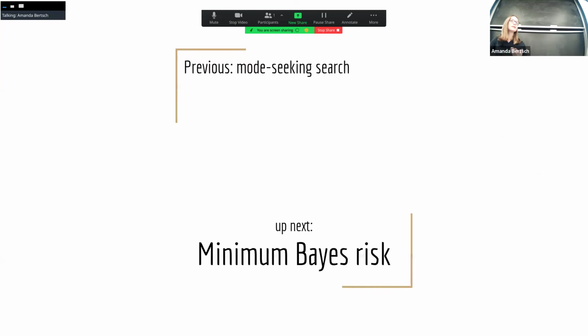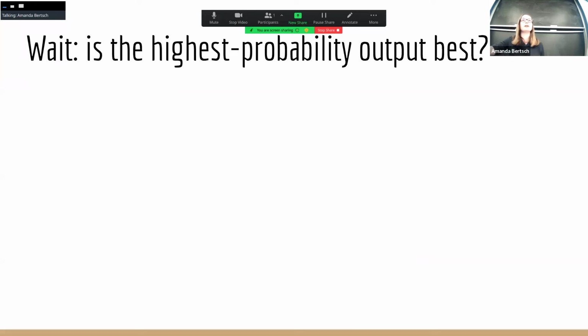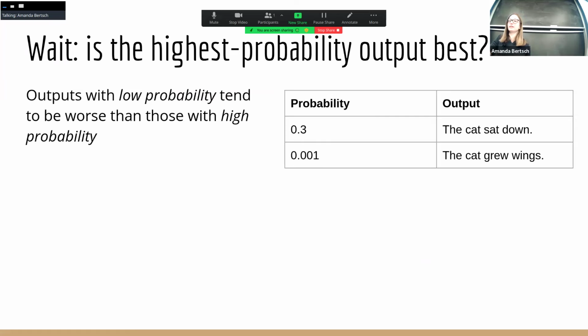So that was a set of methods that we've developed to try to find the most probable sequence out of the model. But in the next section here, we're going to think about whether that's actually what we want to do at all. Do we really want the highest probability thing?